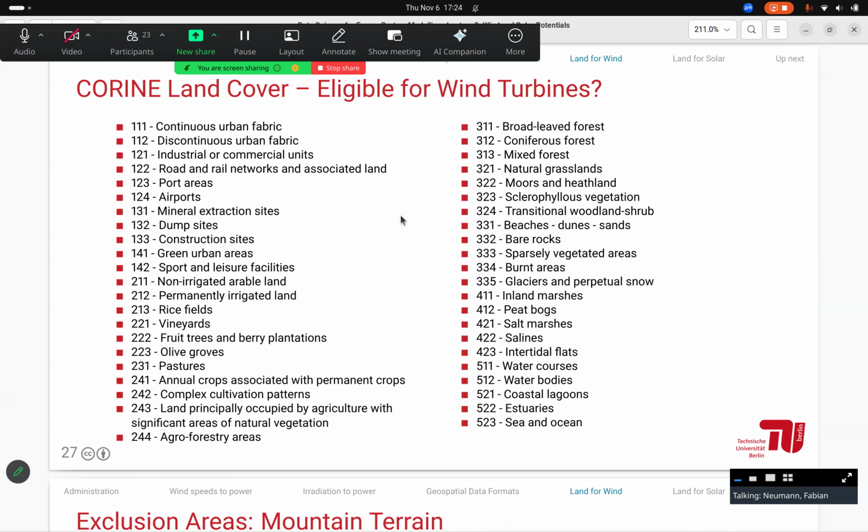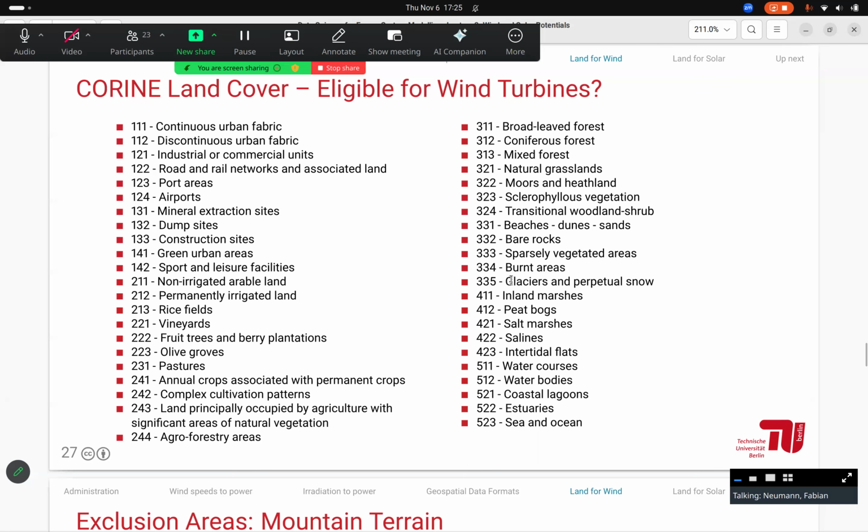All of these land classes are listed here, and they are all associated with some form of code. So you have, and don't ask me about all of this vocabulary, I can't tell you what all of these mean. But for example, you have here pastures, olive groves, vineyards, rice fields, dump sites, airports, port areas. This is the list of the 44 land use classes that you can distinguish here. You even have beaches, natural grassland, moors, and so on, bare rocks.